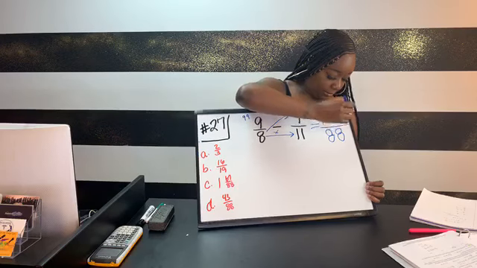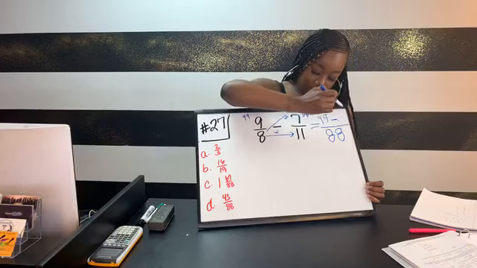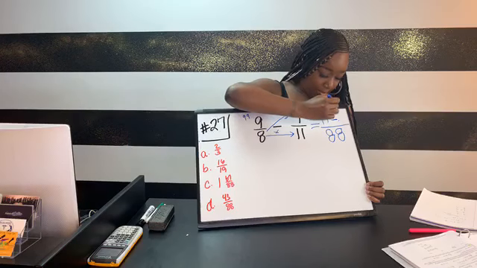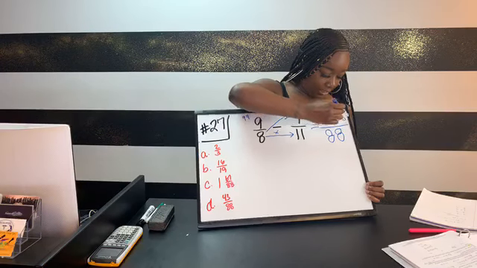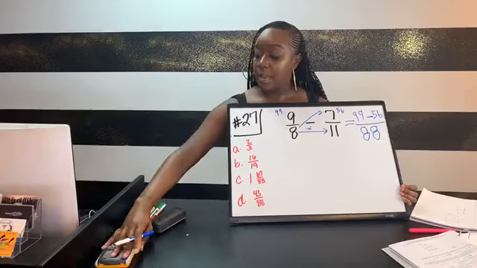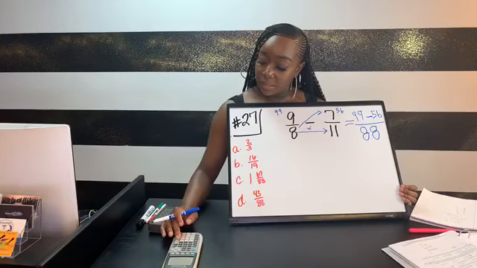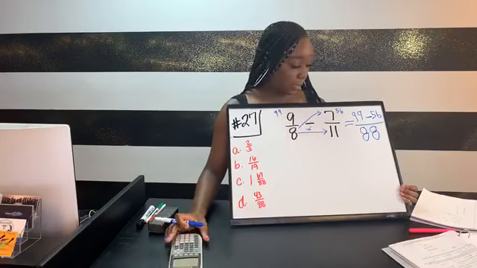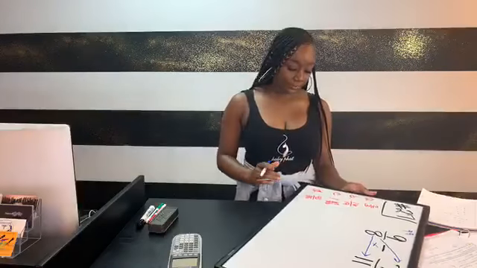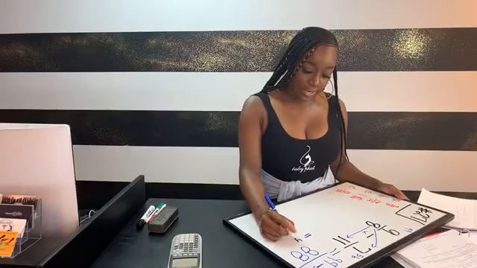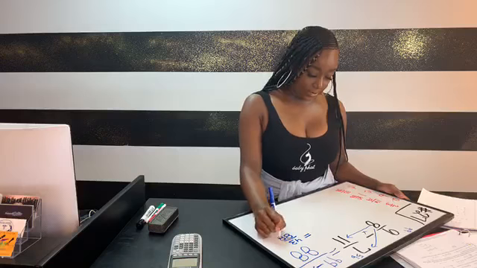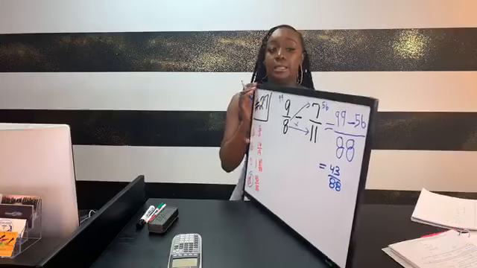minus 56. Then 99 minus 56 is going to give us 43. So we have 43 over 88. And of course, this can't be reduced down. So our answer would be D.